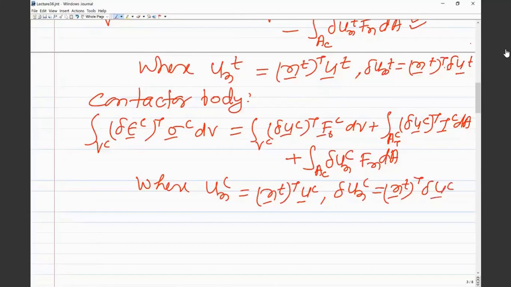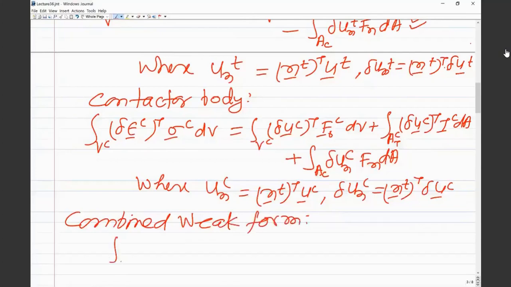Now if we write the combined virtual work, that is both the bodies together, although later the finite element equations we are going to develop are going to be for the individual bodies, I just want to demonstrate also the combined weak form. So the combined weak form will be the integration over both the volumes of both the bodies, so integration over V. Now I am not distinguishing whether it is target or contactor, so the strain tensor, delta of epsilon transpose into sigma dV. This will of course be the integration over the contactor body plus integration over the target body, so it is written basically as the total integral.